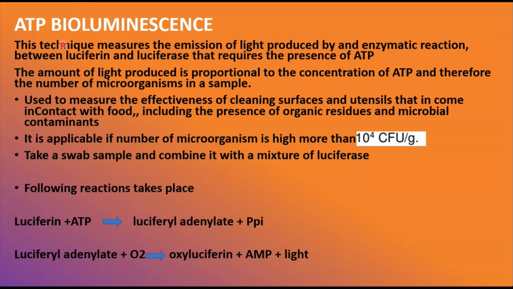So first one is going to be the ATP bioluminescence. In this technique, it is going to measure the emission of light produced by an enzymatic reaction between two components, that is luciferin and luciferase, that requires the presence of ATP. So that means the ATP test is going to be a process of rapidly measuring actively growing microbes through detection of adenosine triphosphate, that is ATP simply. As ATP is a molecule found in and around living cells and provides a direct measure of biological concentration and health, because ATP is a primary energy source of any living organism, even the microbes also.